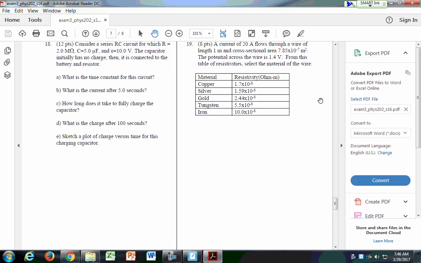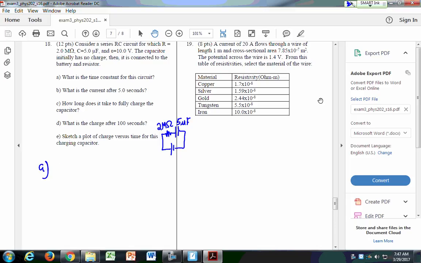All right, so here we have a charging capacitor, as it says that the capacitor initially has no charge, and then it's connected to the battery and the resistor. So my circuit's going to look like this. I'll have a battery with a resistor and a capacitor. You don't have to draw it, but I'm just drawing it, with 2 mega ohms and 5 microfarads. And now the first question is just what is the time constant?